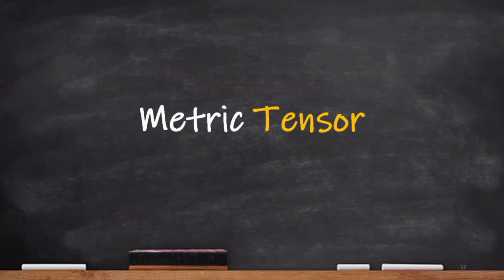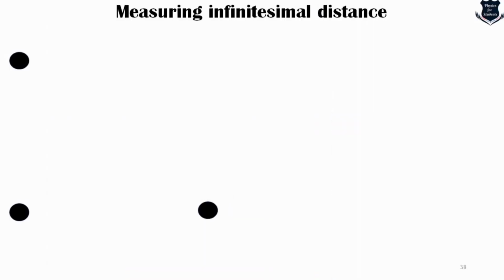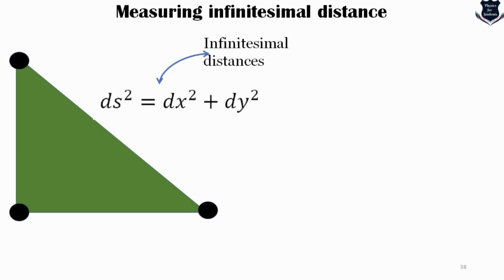Next we come to the metric tensor, which is very important, so we will take a little bit of time. Before going into that, if you take 3 points and draw a right angle triangle, then we can use this formula to denote what is called infinitesimal distance. We are using Pythagoras, but we are using d in order to measure infinitesimal distance. There is a reason for that.